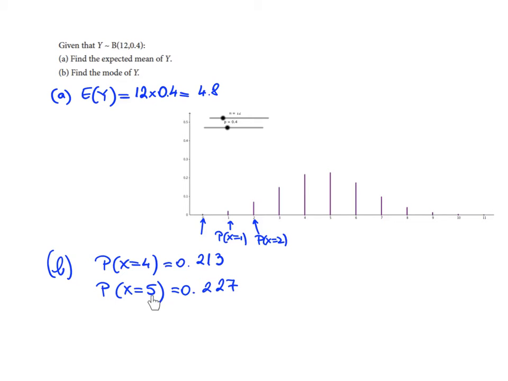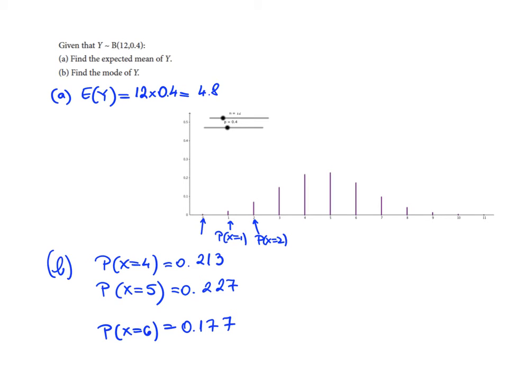As you see, probability of X being 5 is bigger. Therefore, I'm imagining that from X equals 4, my bar grows to X equals 5, and I want to see what happens for X equals 6. Is it still growing or is it less? And then I'm going to be sure which one is the mode. So I'm going to calculate probability of X being 6.